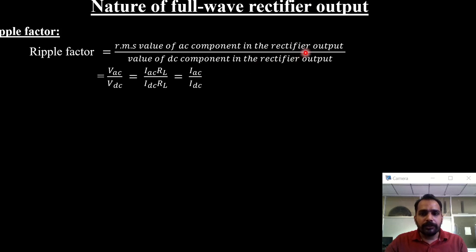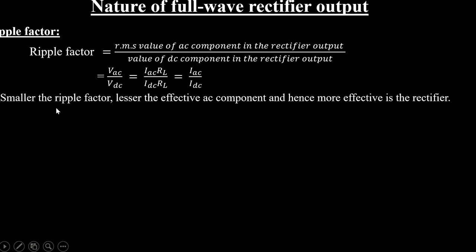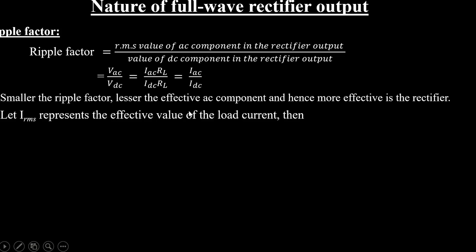If the rectifier circuit is more effective, it means that the AC contained in the circuit is lesser. If the AC component is lesser, then the ripple factor will be smaller. So we can say that the smaller the ripple factor, the lesser the AC component, and the more effective the rectifier.